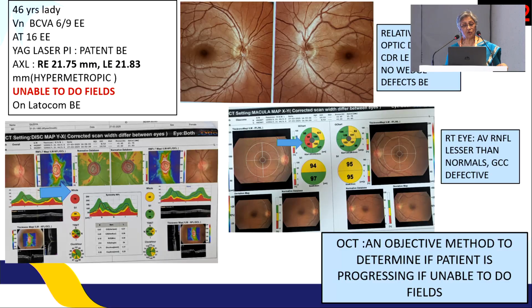A 46-year-old lady who was a hypermetrope, look at her axial length, 21.75 in the right eye and 21.83 in the left eye. Unable to do fields, which a lot of our patients are unable to do. So clinically we found that the optic discs were relatively small. Trying to correlate it with the OCT finding of the disc area, we found it was approximately 1.71 millimeters. And we all know that this is definitely a small disc. A small disc should have practically no cup. In this patient, the patient had a cup.